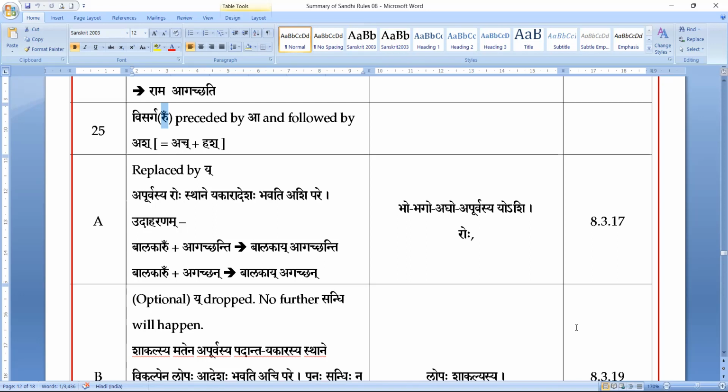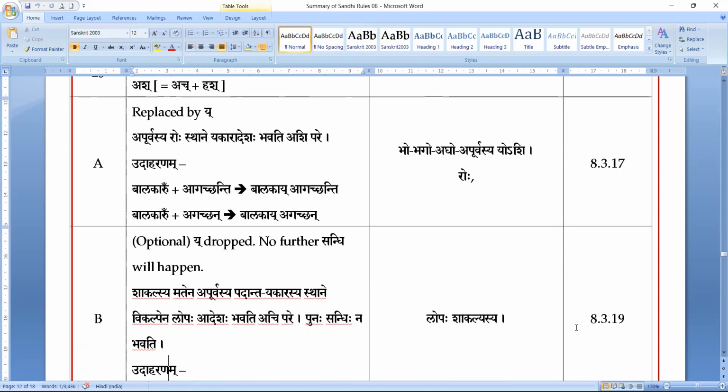When preceded by akara and followed by vowels other than akara, then what will happen? Yakara is replaced by Yakara. Optionally, if it is followed by Ach, and mandatorily, if it is followed by Hush. Yakara and Yakara goes away optionally when followed by Ach and compulsorily when followed by Hush. That is what this 25C is about.